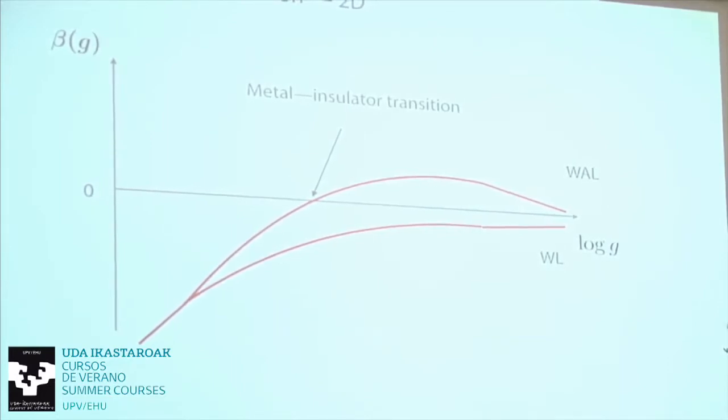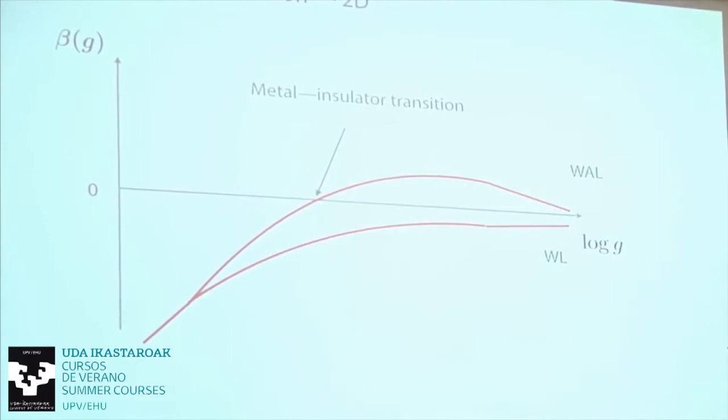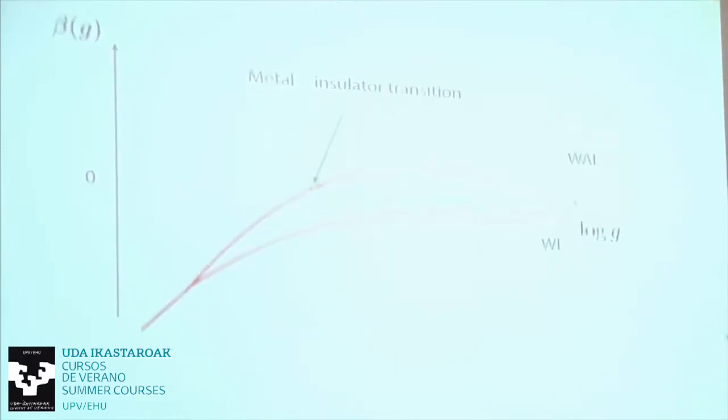So what happens in topological insulator? How is this changed?